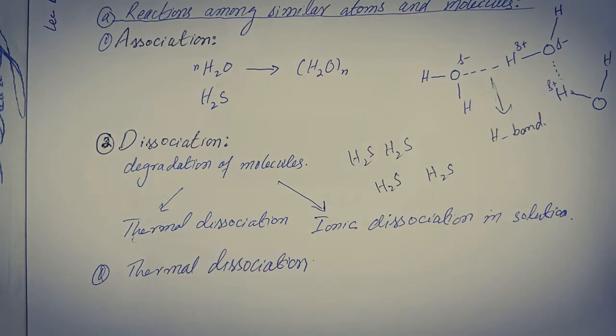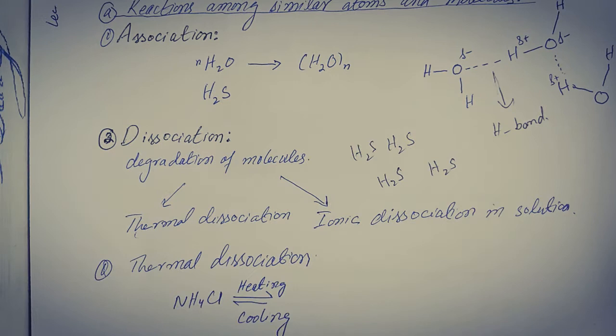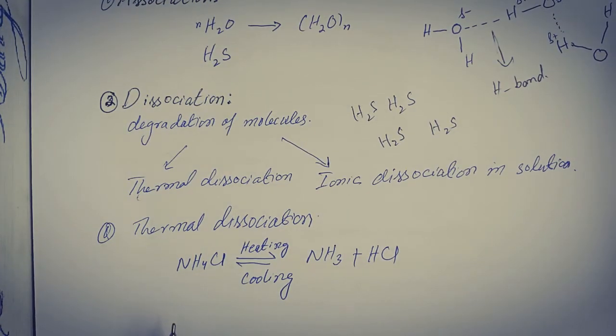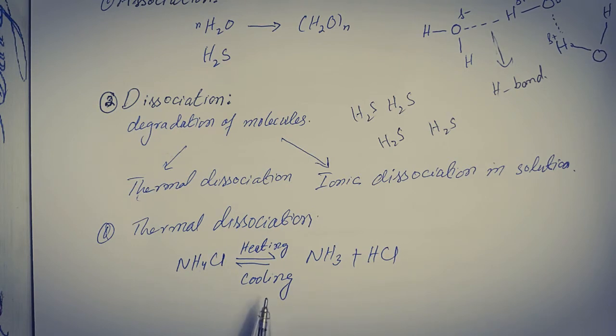In thermal dissociation, the substance decomposes on heating but produces the same substance upon cooling. For example, when ammonium chloride is heated, it will produce ammonia and hydrogen chloride gas, and when this mixture is cooled, it will generate the ammonium chloride. So in this process, upon heating, the chemical substance has been dissociated into its components, which is a reversible process.